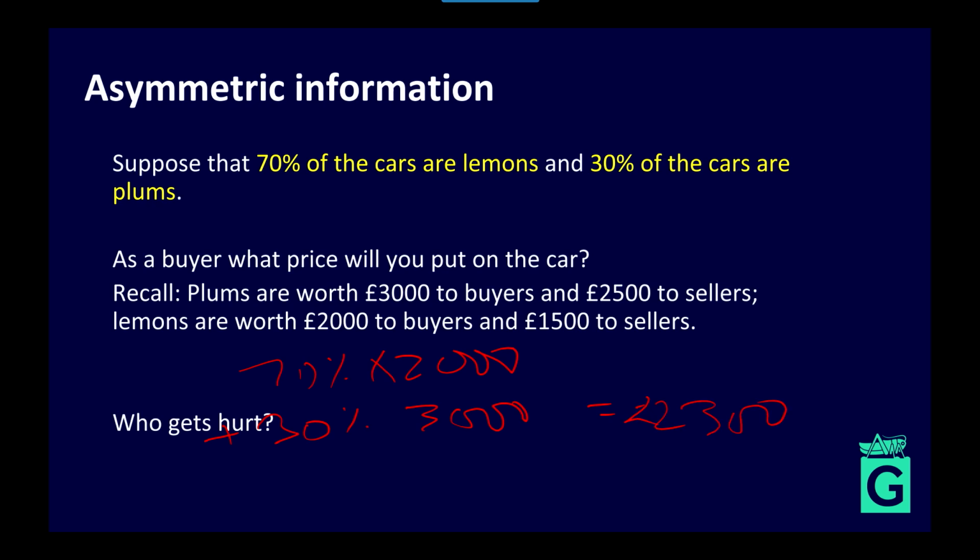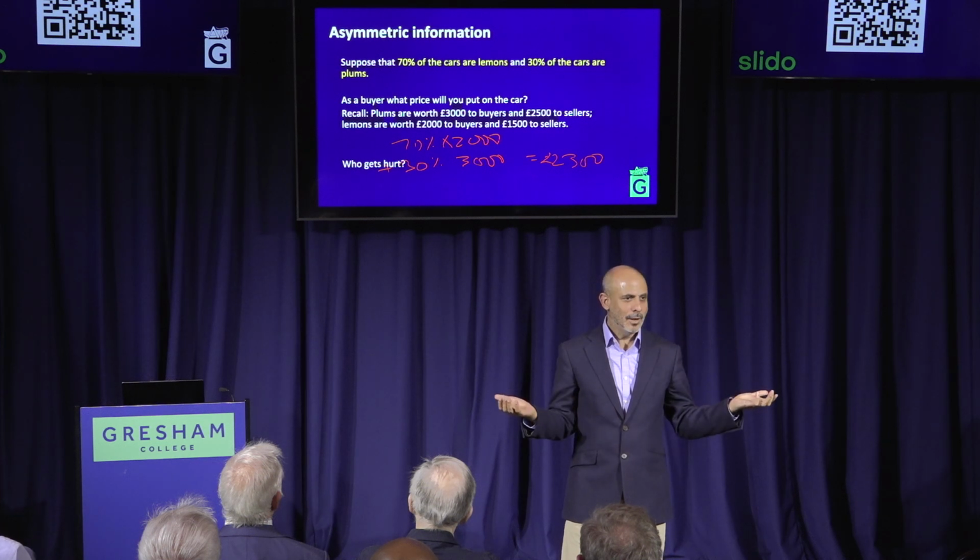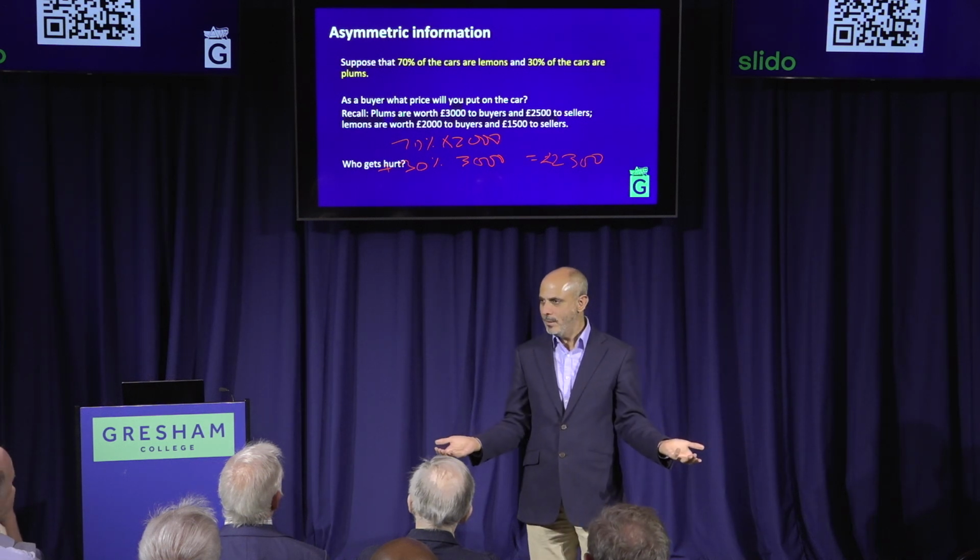2,300 pounds. The problem is, the moment you bid 2,300, will the plum seller sell? No. The plum is worth 2,500 to them, so they're not going to sell for 2,300. That means that if you bid the rational price, 2,300, you will never get a plum. You're guaranteed you're going to get a lemon. But as a buyer, you know this. So if you know that 70% of the cars are lemons and 30% are plums, the only rational price to bid is 2,000, because if you bid more, you're guaranteed to get a lemon. So you might as well just bid 2,000.